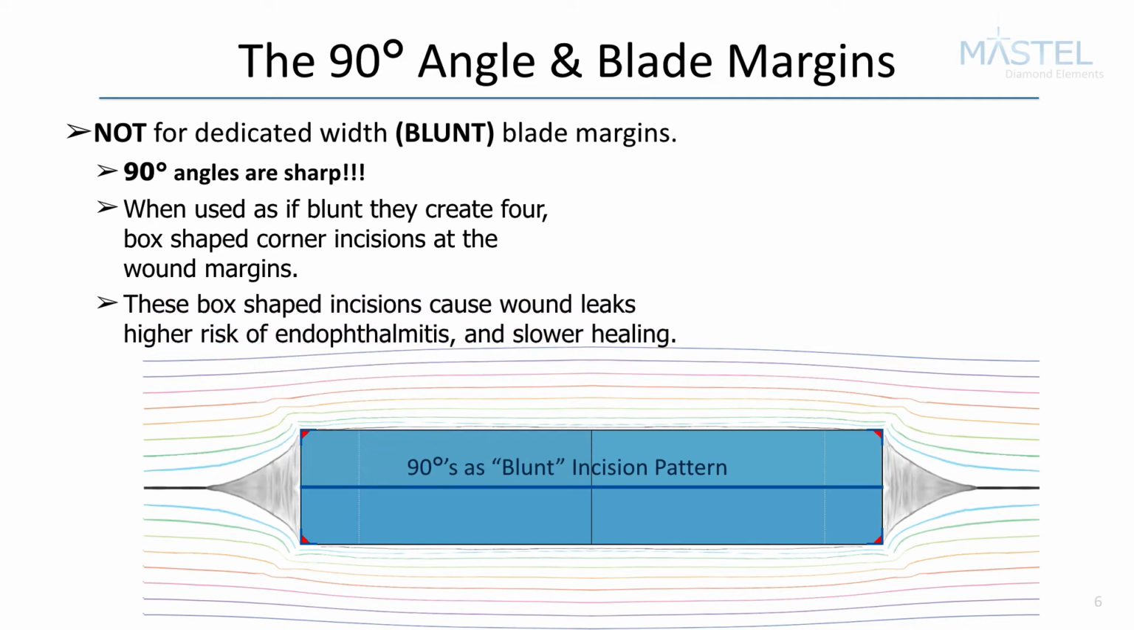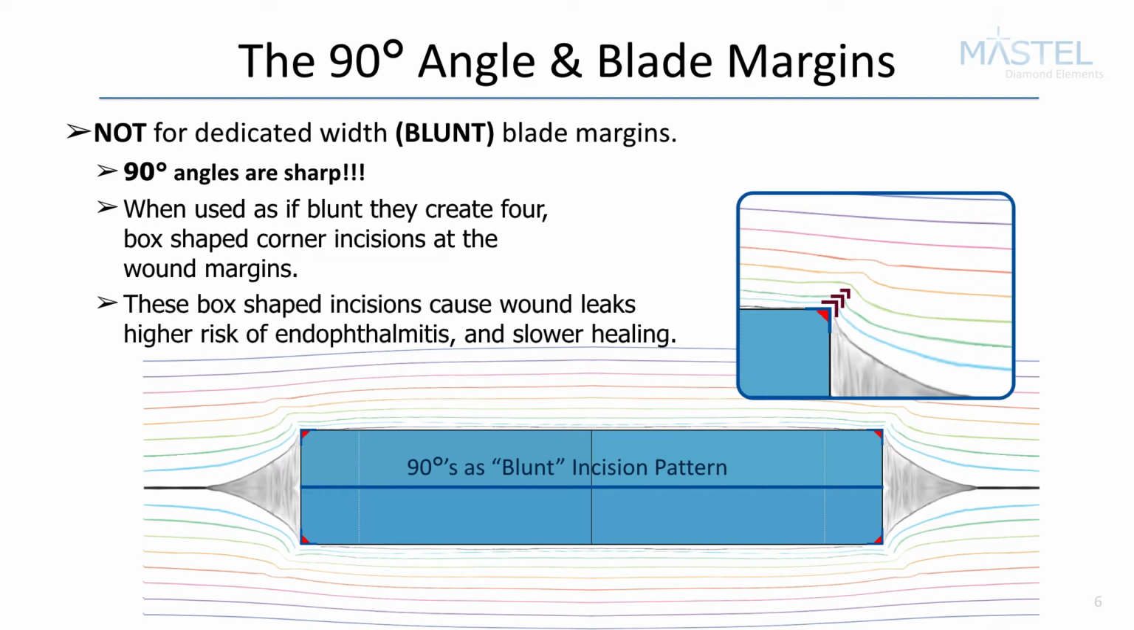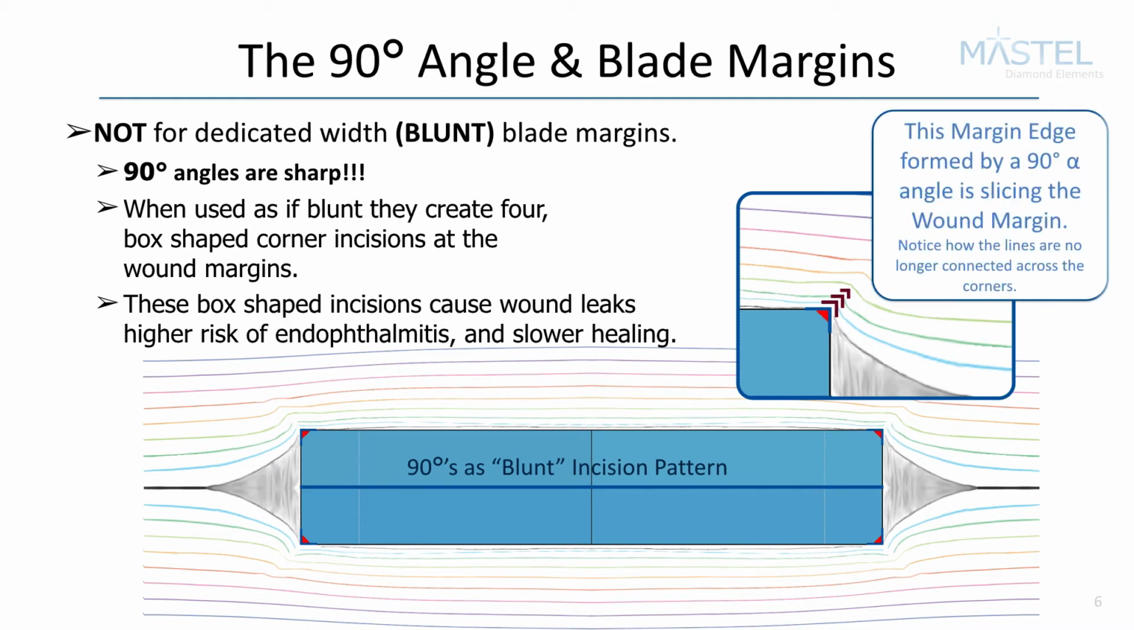When looking from the front view perspective, the colored lines represent a stress field around the diamond scalpel as it cuts through corneal tissue. As you can see, there is more stress near the corners as the smooth flow lines are interrupted.